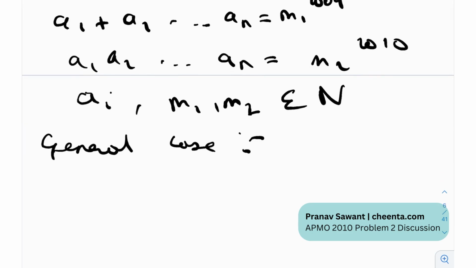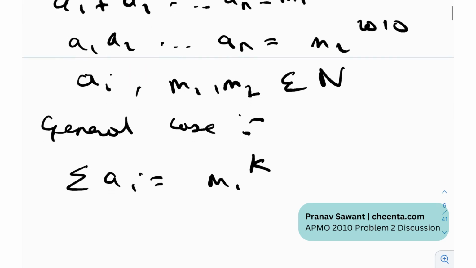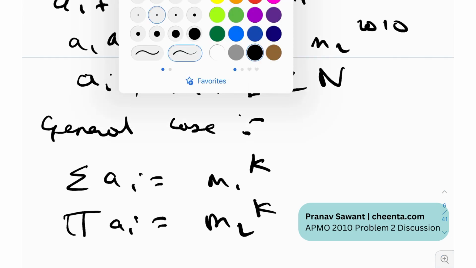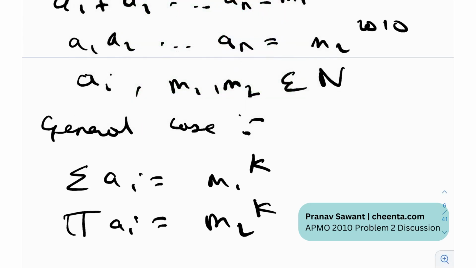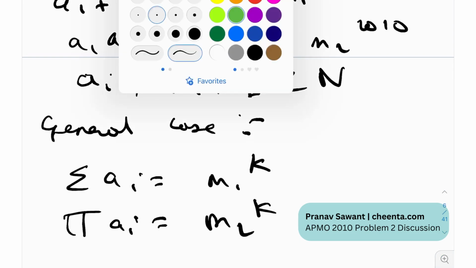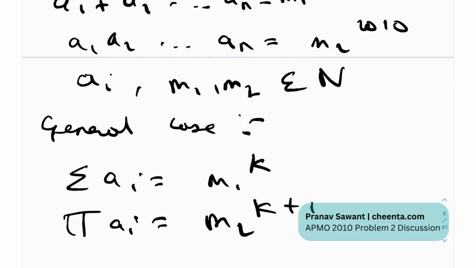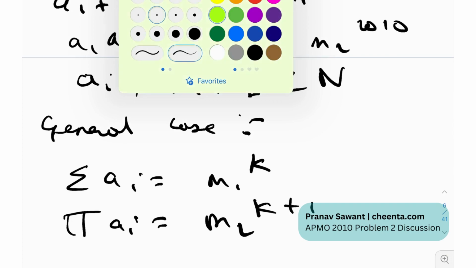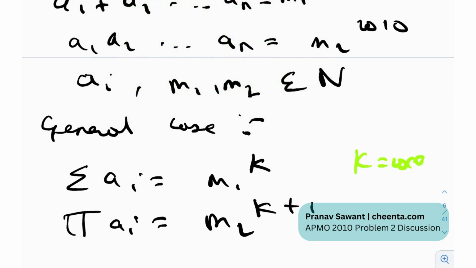The general case would be something like this. We can essentially say that sigma ai is equal to m1 raised to the power k, and pi of ai is m2 raised to the power k plus 1, sorry about that. This is just a notation that I'm using. The sum is usually denoted as sigma, and the product is denoted as pi. So this is the general case, and actually k is equal to 2009 is what they want us to prove in the question, right? K is equal to 2009, and our question will be done.